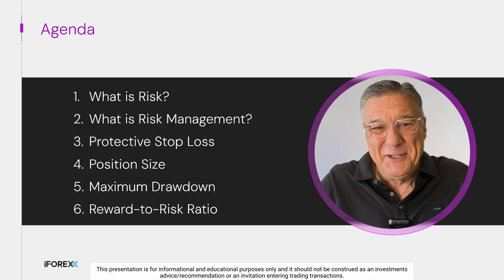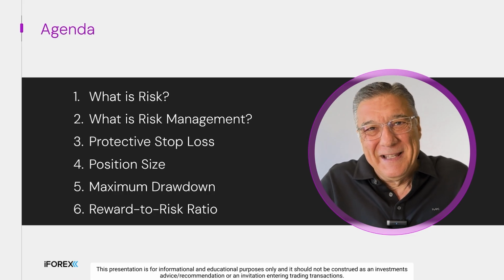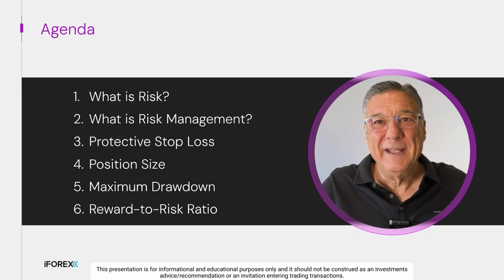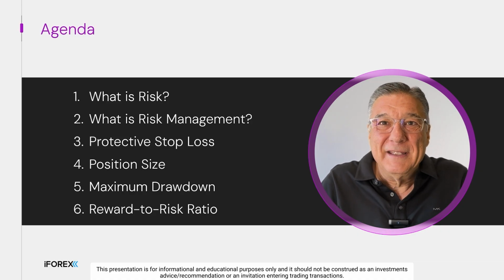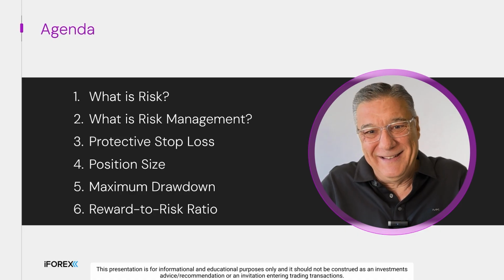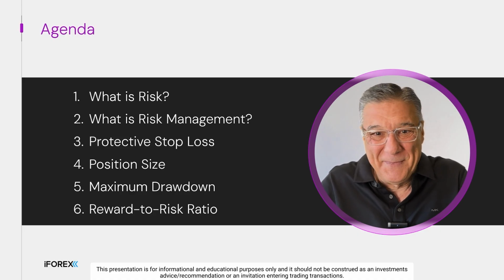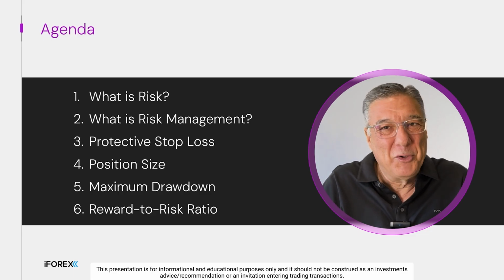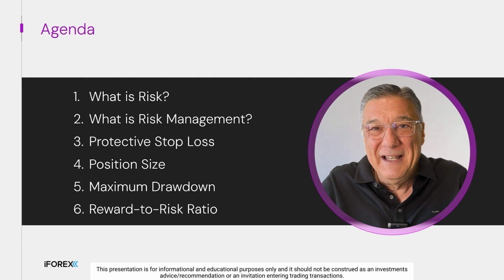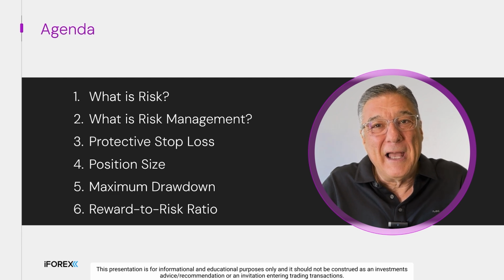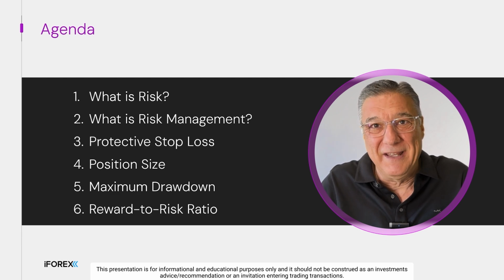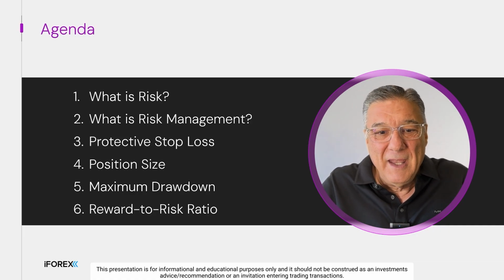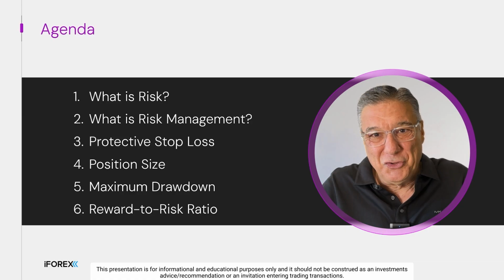Let's go through the agenda. What is risk? We're going to define risk. And then, of course, we're going to find rules that will allow us to mitigate the risk or risks. Then we're going to touch on the protective stop loss. Yes, protective because it protects our capital. Then we're going to calculate our position, the position size that is. And we're going to talk about maximum drawdown and reward to risk ratio.